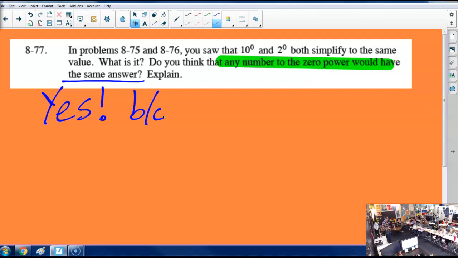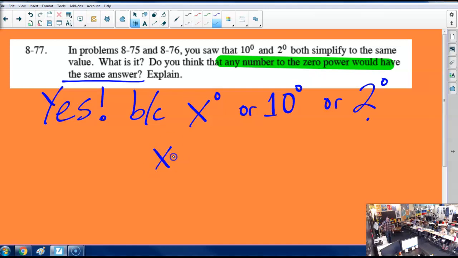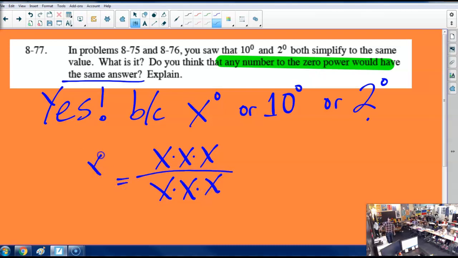How is it one though? Because. Let's talk about this. X to the zero power, or 10 to the zero power, or 2 to the zero power, all kind of mean the same thing. It means however many X's you had on top of your fraction, you had that many X's on bottom. So, like x to the third over x to the third.